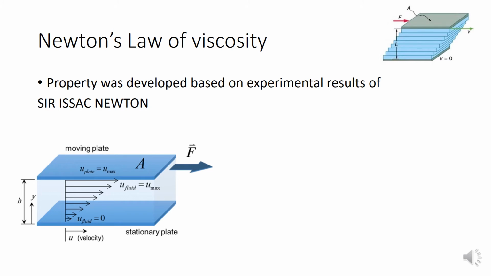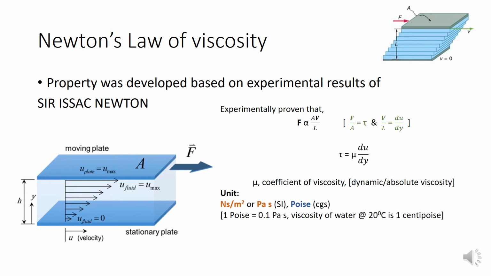Now the way in which viscosity is explained is based on Newton's law of viscosity, which was obtained by an experimental study by Sir Isaac Newton. In his experimental study, he took a stationary plate and above that he took another plate. In between them you have fluid layers which are free to move. Now he kept one of the plates stationary, and to the second one he applied a force F. Due to that the plate moves with a velocity u max.